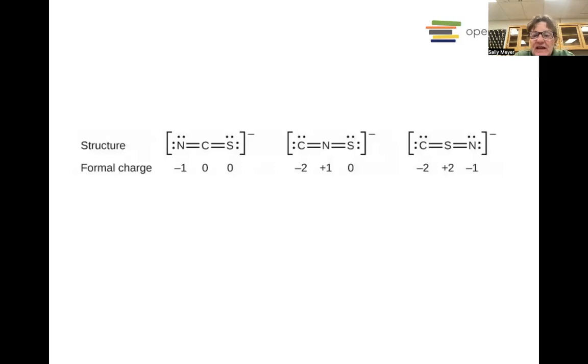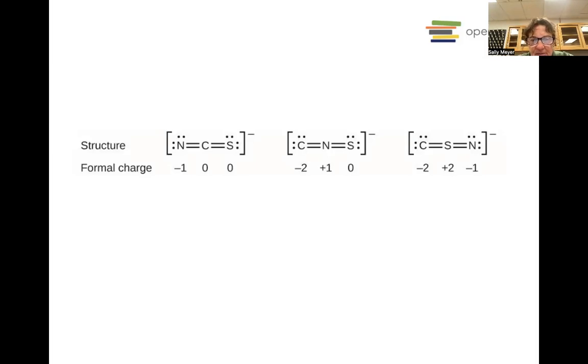Okay, but you can look at what's the most stable way for things to bond. So on the far left in this picture, the carbon's in the middle, the nitrogen's in the middle, and on the far right, sulfur's in the middle. So these are not resonance structures. These are different molecules, or different anions, sorry, because it has an extra electron. So which one is the most stable?